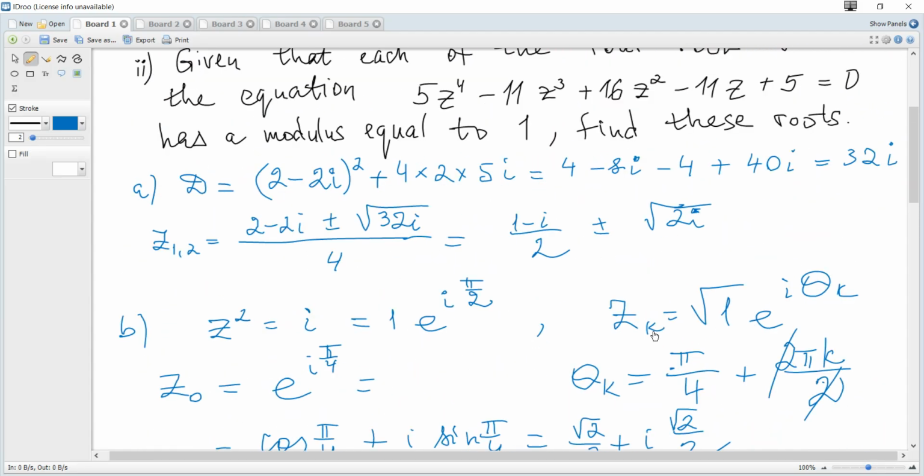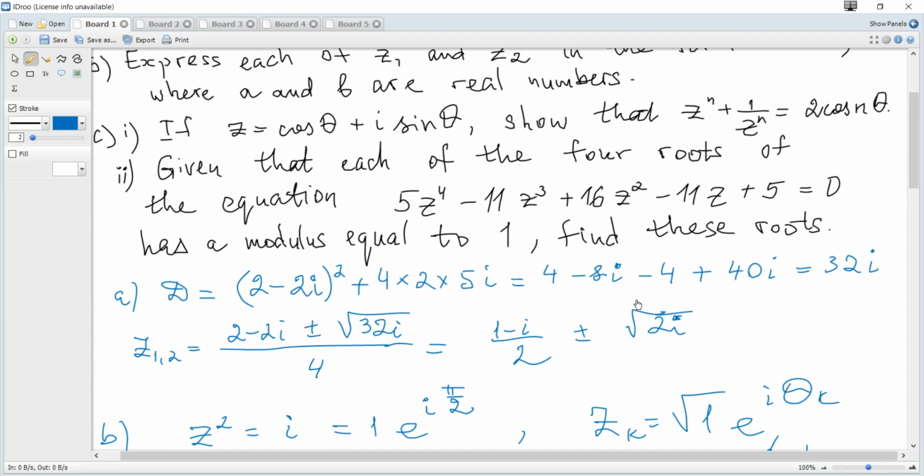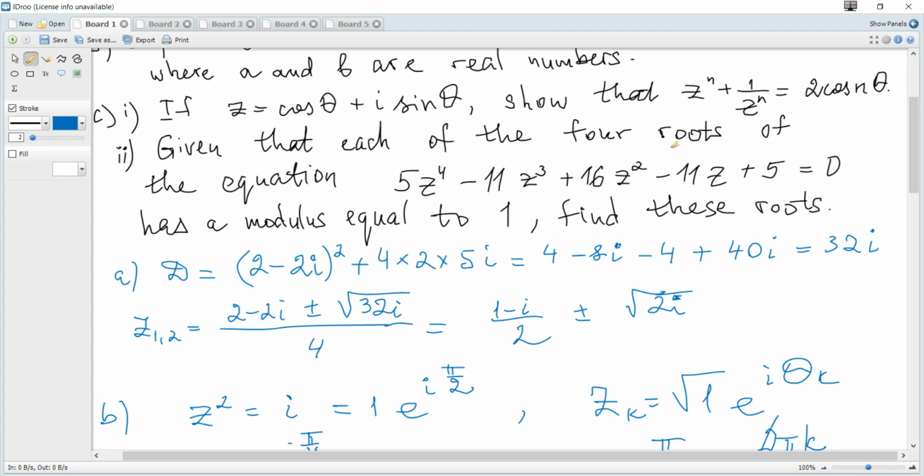And then, given that each of the 4 roots of the equation has a modulus equal to 1, find these roots, and definitely hence we should use the previous result.